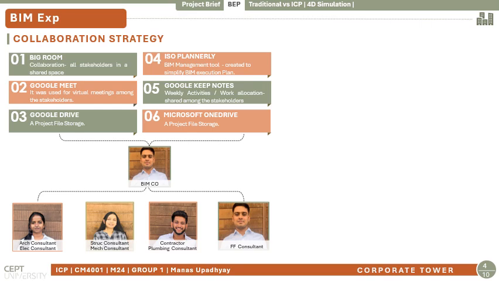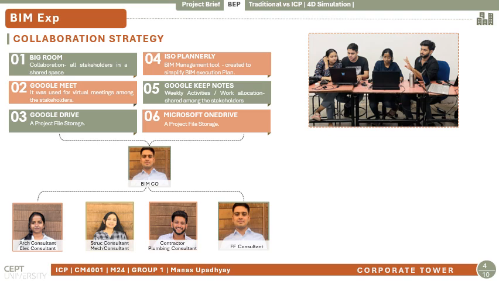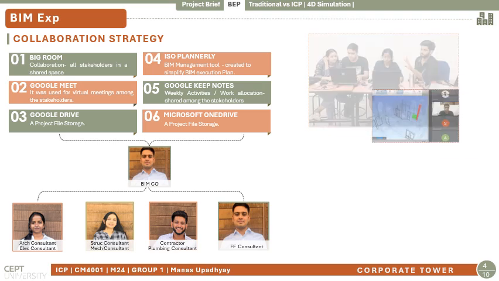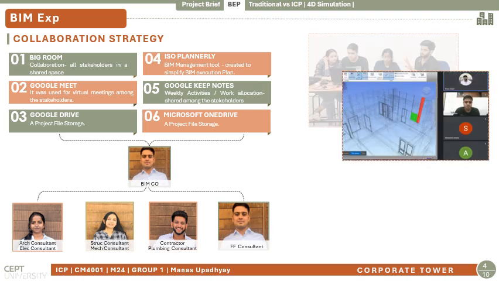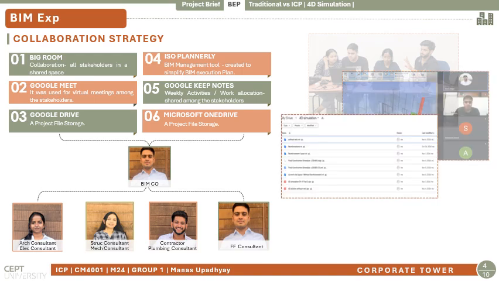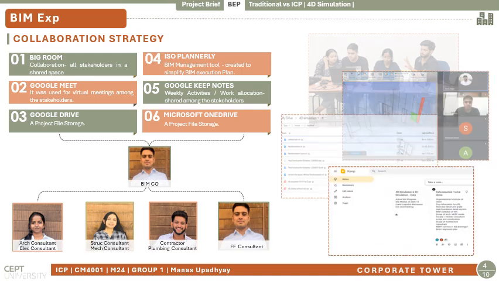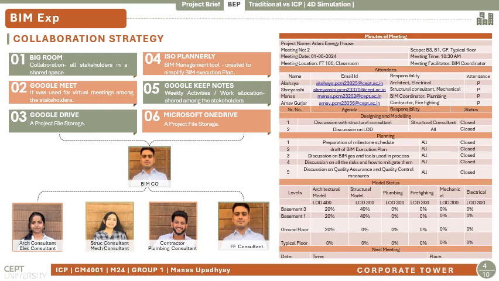Now moving to the collaboration strategy. The first is a big room, where all the stakeholders are aligned, we work on our project, and identify the scope and the project life cycle. The second is Google Meet, where we discuss the clashes and everything. Third is Google Drive, where the BIM coordinator shares all the templates. The ISO planner gets the whole flow of the BIM process. Then Google Keep Notes and Microsoft OneDrive.